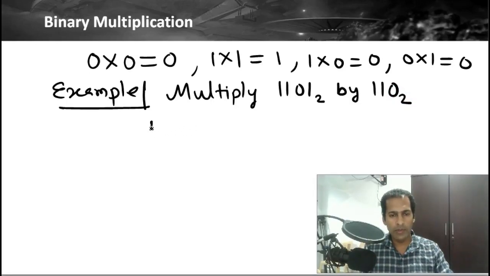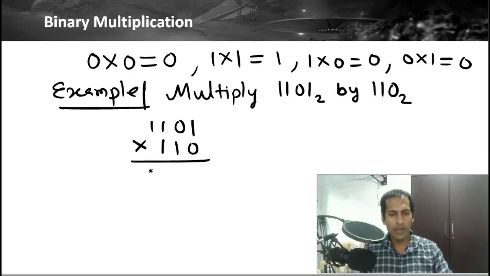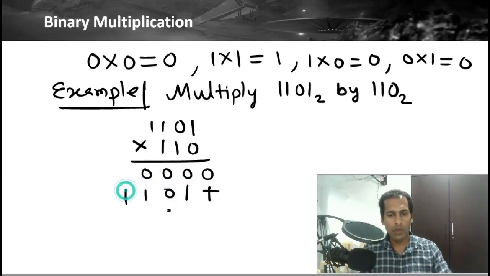So normal multiplication, how we write, we will write it down 1101 multiplied by 110. First we will multiply with this 0, these 4 digits. 0 multiplied by any number is 0. So here we get 4 zeros. Then below this we will write plus. Then we will multiply with this 1 with all these 4 digits. So we will get 1011. Now we have 2 plus. So we will multiply this 1 with these 4. We will get 1011.